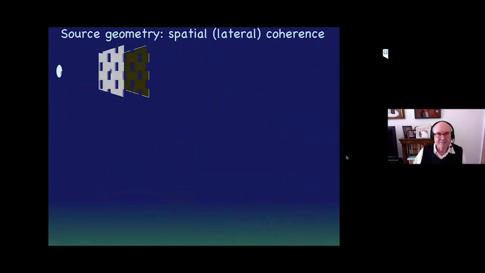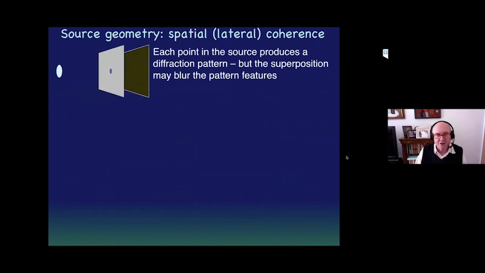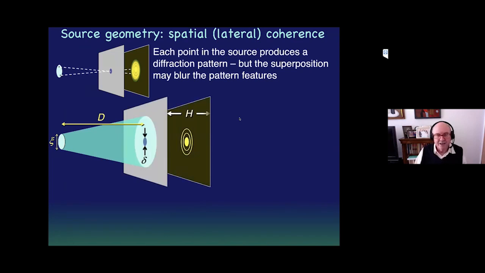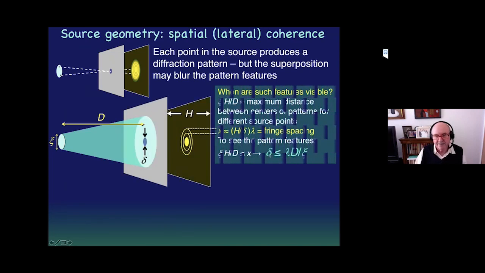Okay, and second, about spatial coherence. I'm not going to go into the details here, but once again, you can imagine that each point of the source is giving you a different pattern, but the combination may give you a blob. So if you work out the conditions once again, you can find very simply that the condition to still see a pattern is this one, that is, the size of the pinhole much smaller than this combination of parameters.